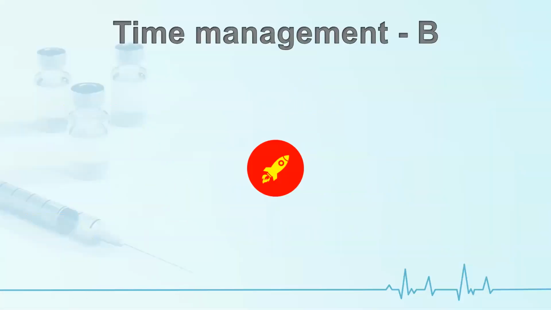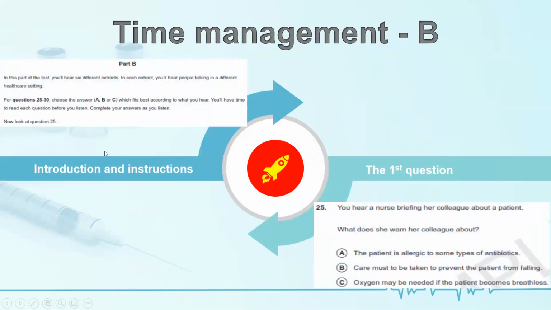Then time management for part B. Again, here we have this introduction and the first question in part B, question number 25. And as I told you in the previous slide, here we have a time gap between the introduction and the first question. Then we have time gaps between each two questions till the end of this part. Here we have 55 seconds between the introduction and the first question.